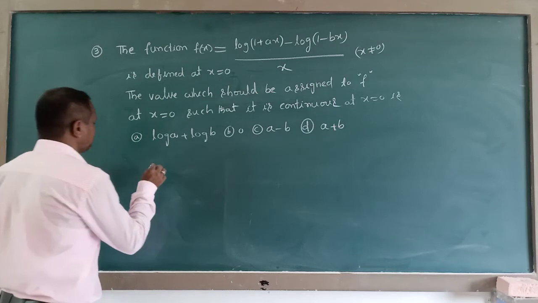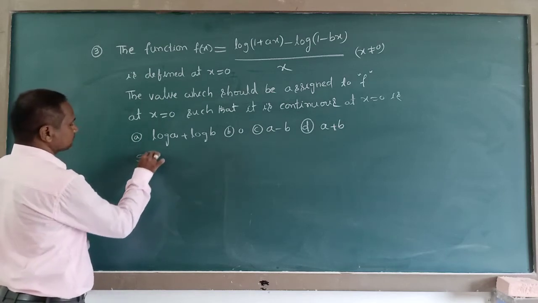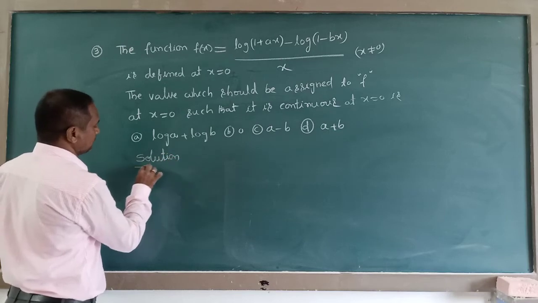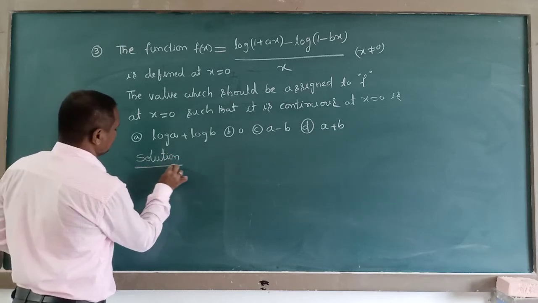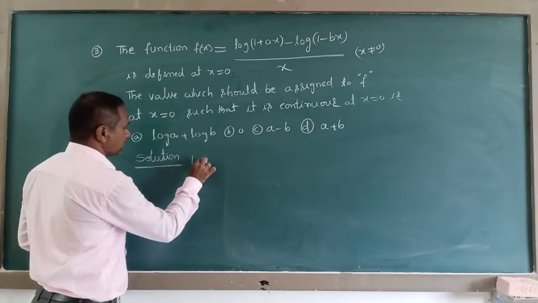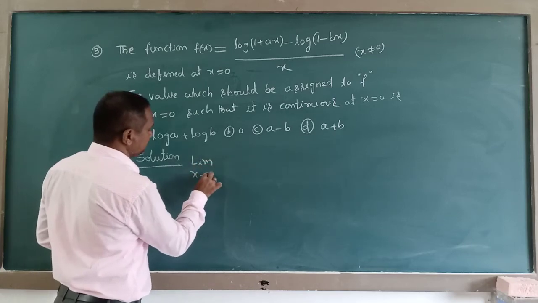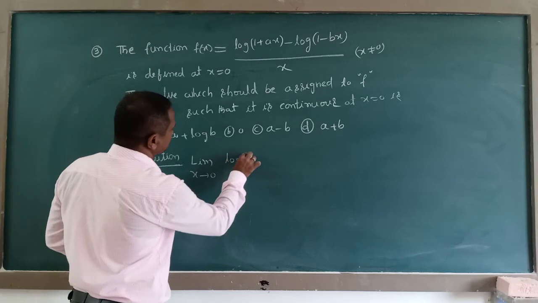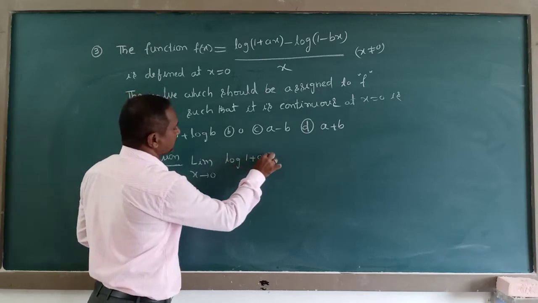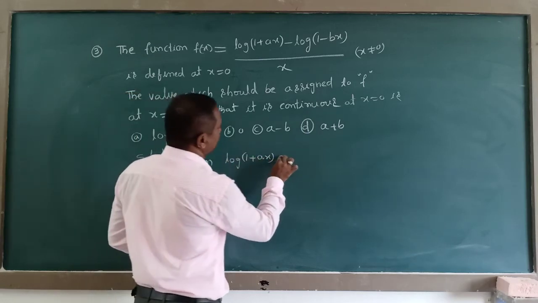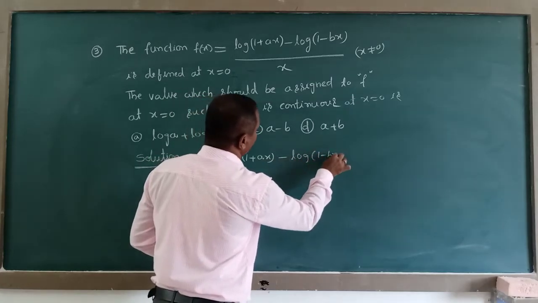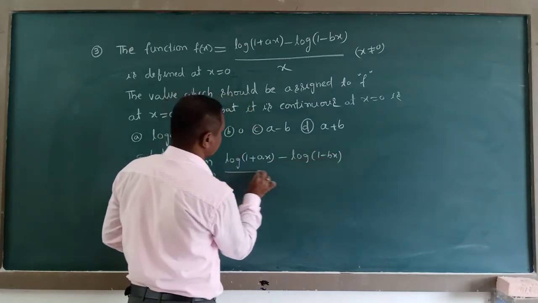Solution to this question is limit x tending to 0 of log of 1 plus ax minus log of 1 minus bx, whole divided by x here.